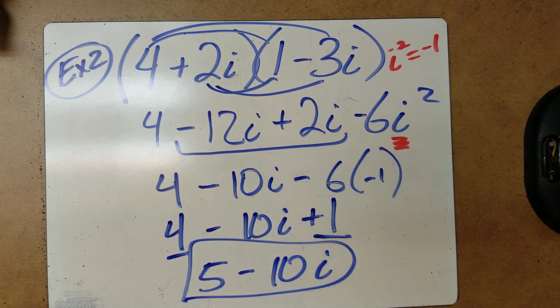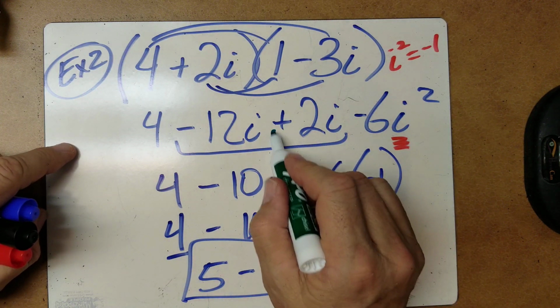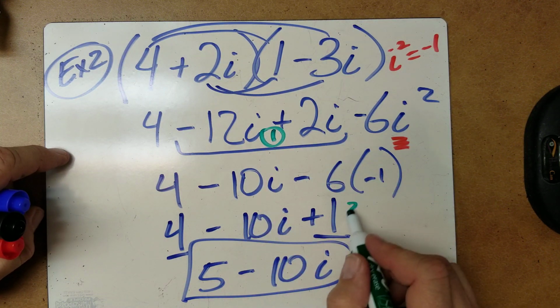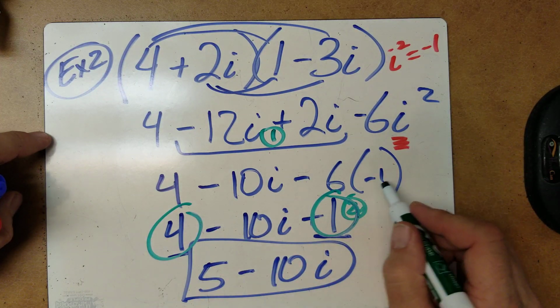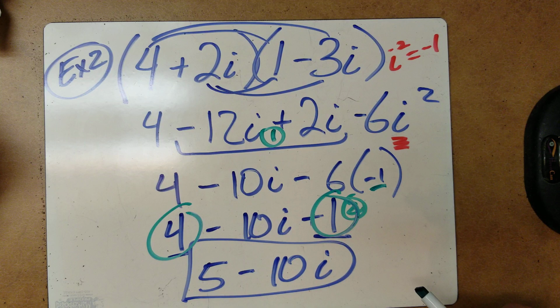So as you can see, I had to combine terms twice. I had to do it once right here like that, and then another time right here with this number and that one there. And don't forget, what does i squared equal?